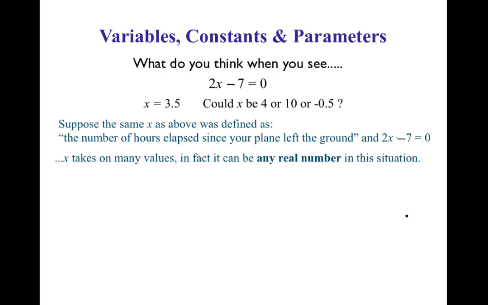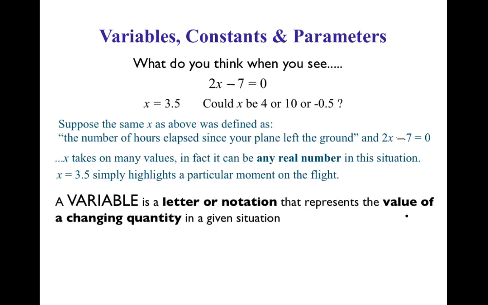Austin, what values can x take on if it's the number of hours since your plane left the ground? Any real number. 0, 0.1, 0.2, 0.25, 0.5, 1, 2, 2.1, 2.9, 3.2. All those are valid values of x. In this course, we want to think about variables as varying through their domain, through all the possible values that it can take on. So x equals 3.5 just simply highlights a particular moment on the flight. Okay? All right, so here we go.